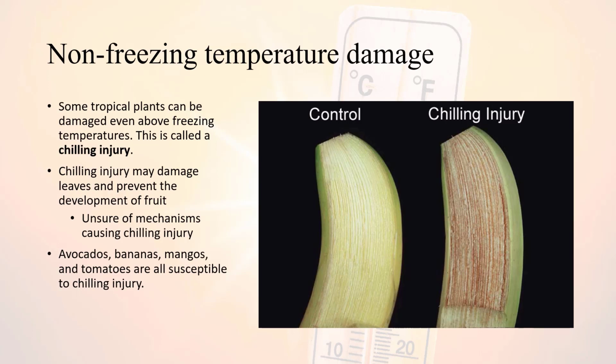And the last thing we're going to look at is chilling injury. So this can occur with some of our tropical plants, where they can be damaged even when temperatures are above freezing, right? So it's not as cold where frost is forming or water is freezing, but it's cold enough for these tropical plants to damage their tissues. And this can occur in a number of the plants that we utilize, more of our tropical plants, like I talked about: avocados, bananas, mangoes, tomatoes. They're all susceptible to this chilling injury.